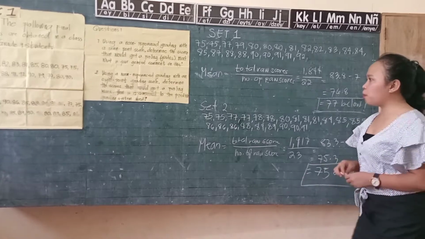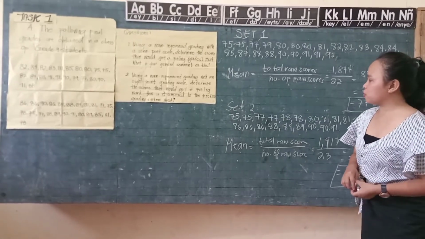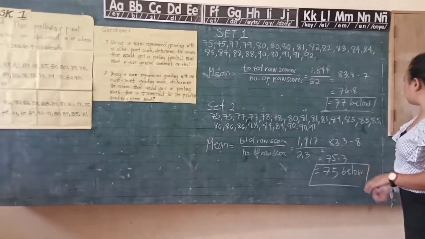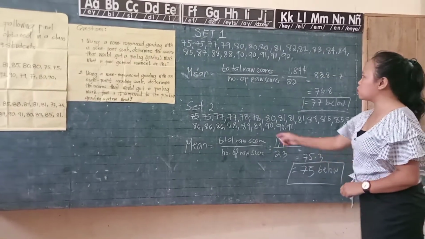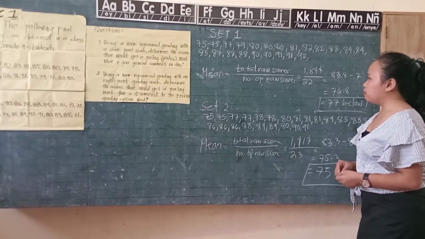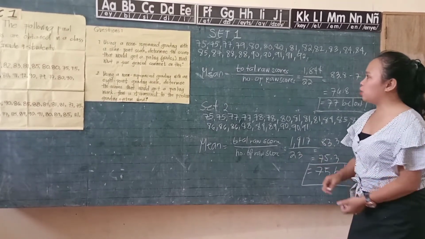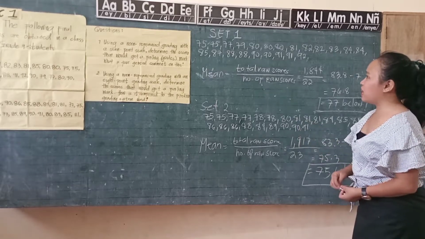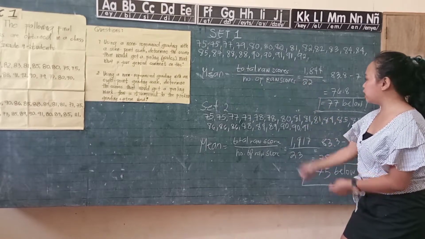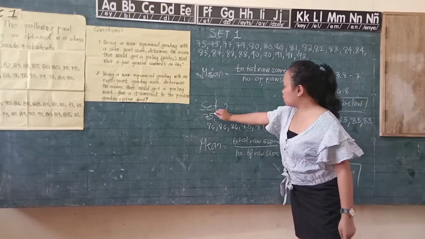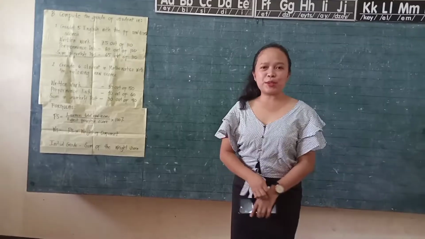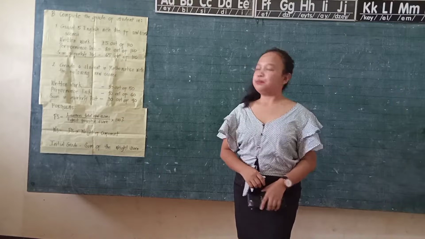So, how is it compared to the previous grading system used? Since 75 below is lower than 77, I can say that set 2 grading, the 8-point grading scale, is much better compared to set 1 with a 7-point scale, because in set 1 there are 3 who failed, but in set 2, there are only 2 who failed. Let's proceed to task 1, letter B.